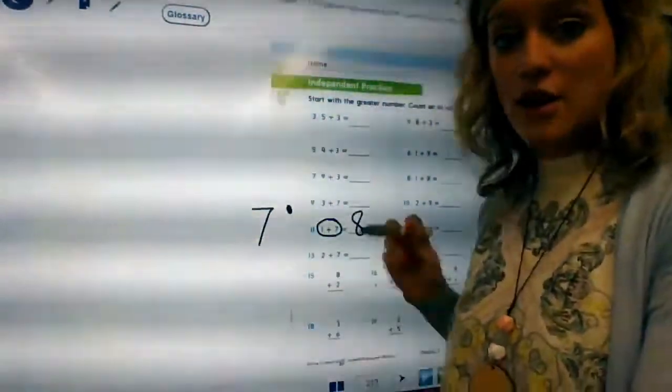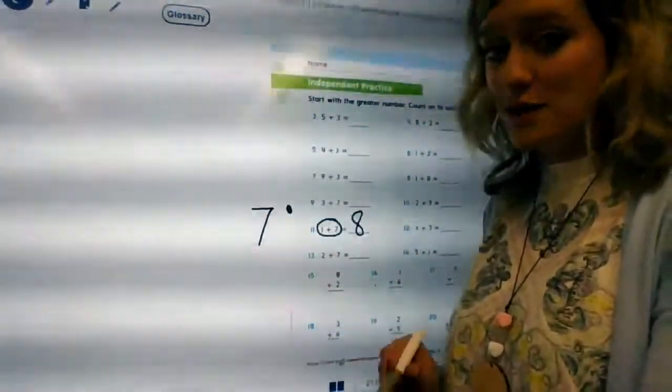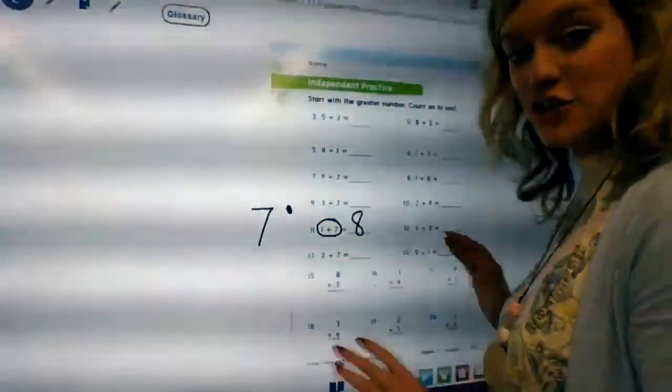1 plus 7 equals 8, but I took the big number first. Always use that big number. They're going to try to turn it around and trick you, so look at each one and make sure you get the big number first. Okay? Go ahead and try this page.